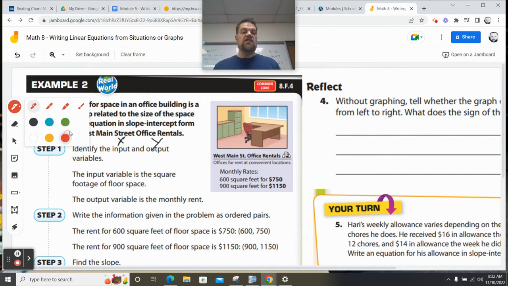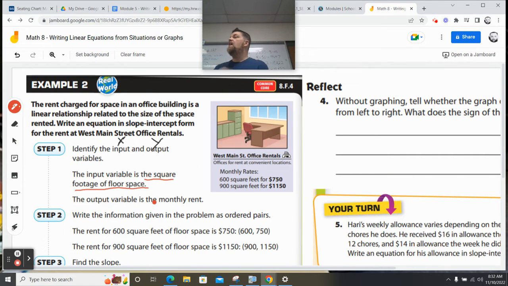The input variable on this one is going to be the square footage, because it's based on the square footage. Think about it out loud: if I have a larger square footage, I'm going to pay more rent. So the input, the thing that's going to vary, that I'm going to plug in, is the square footage. And what does y represent? The cost. So the output is the monthly rent.